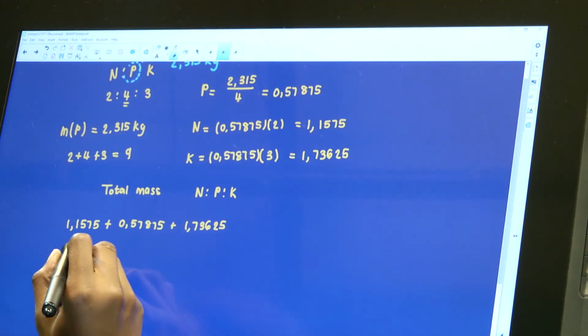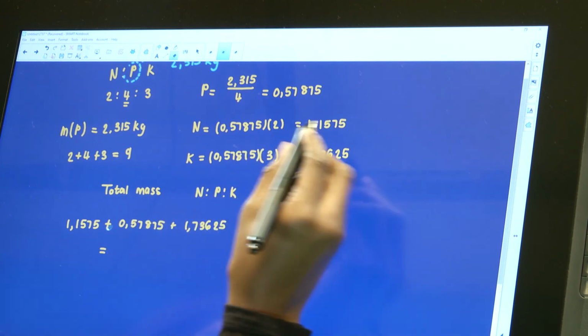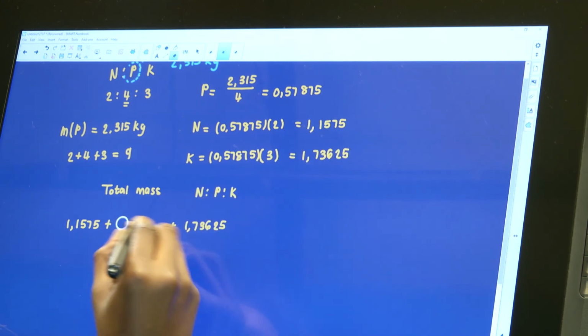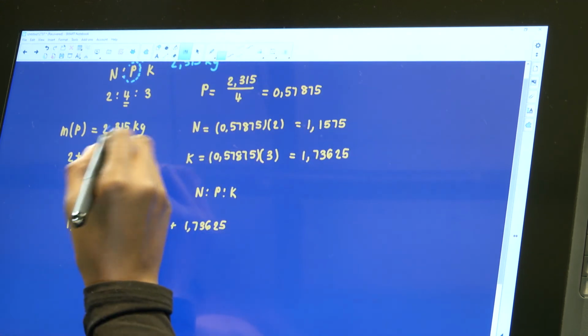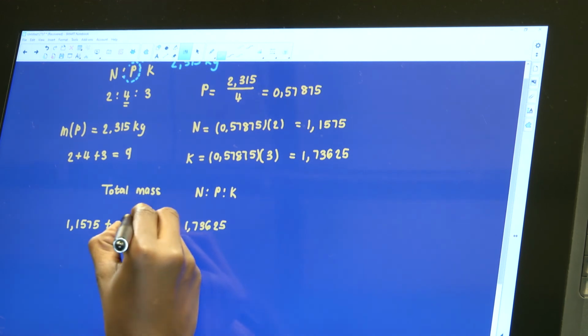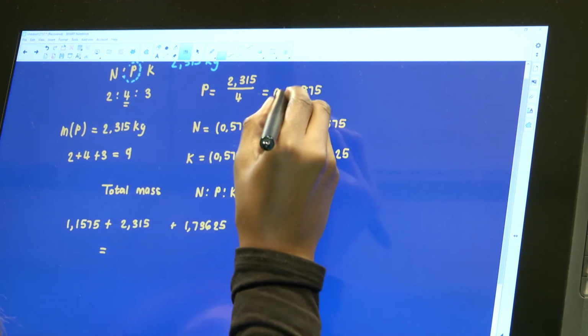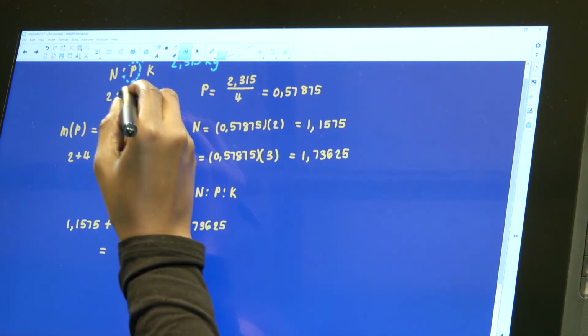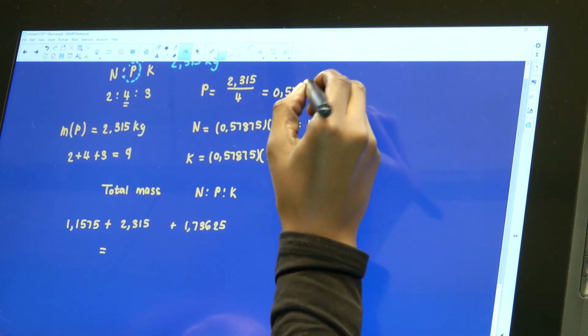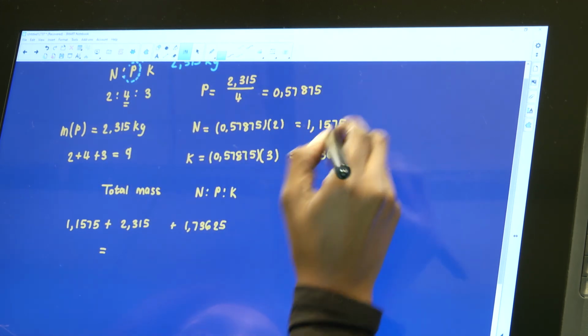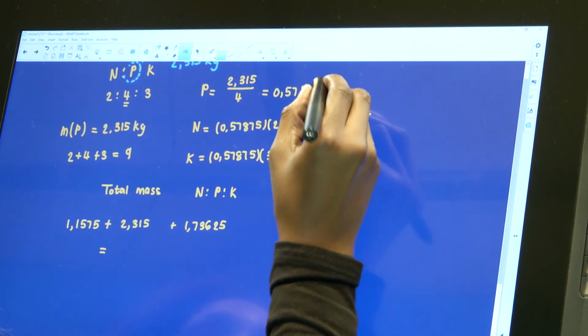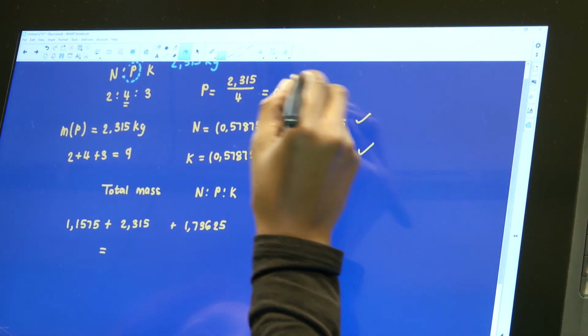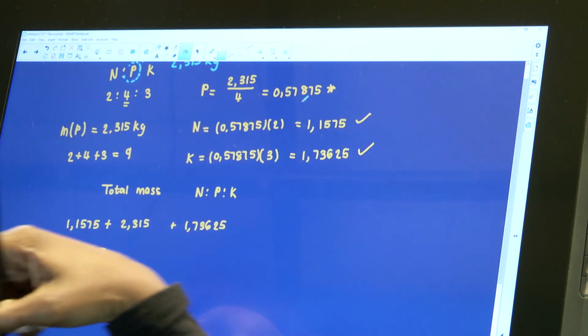With this one, we're going to add these ones, but for this one, we've already been given the mass. We're already given the 2.315. As you can see, it cannot be less than all of these ones because it has the highest ratio. So I used this one to find all the other masses. I found this one, I found this one. For P, it was already given. I just used it to actually use stoichiometry to find the rest.